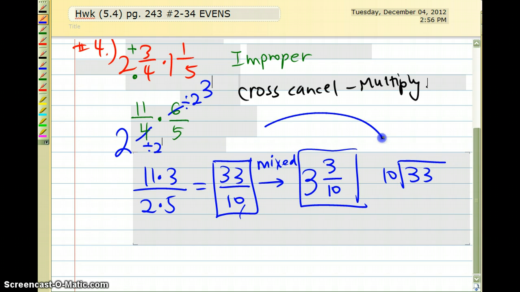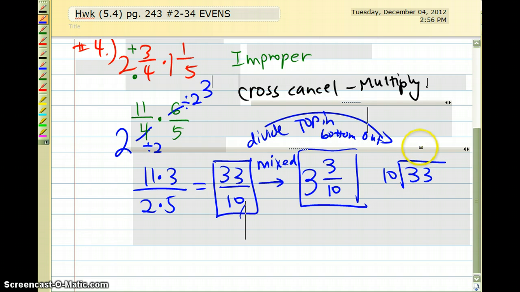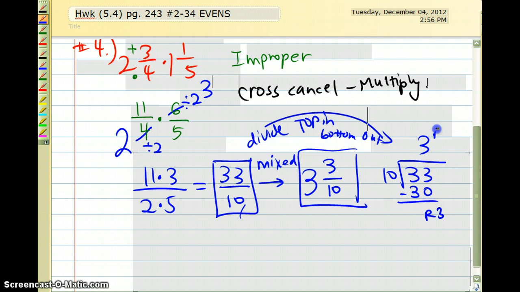Okay, again, if I forget how to make them mixed, what I'm going to do over here is divide the two numbers. The top goes in, the bottom goes out. That's what I set up on this side. So 33 divided by 10 will go into it 3 times, giving me 30. When I subtract, I have a remainder of 3. That remainder of 3 then gives me the numerator for the fractional part, and then 10 stays in my denominator. Just showing you some work there.